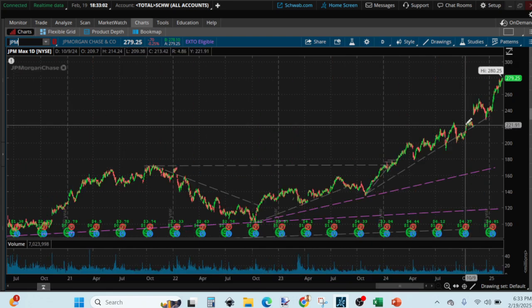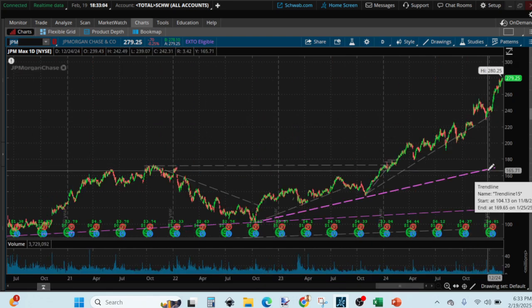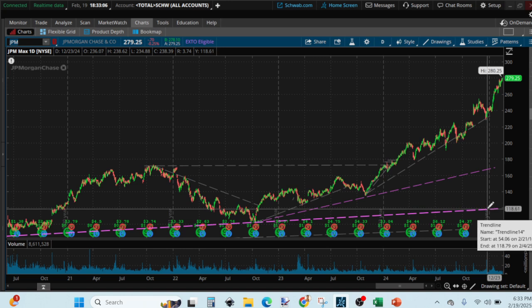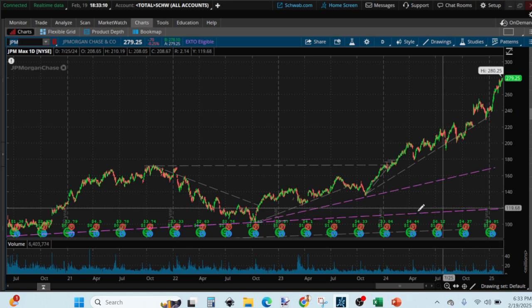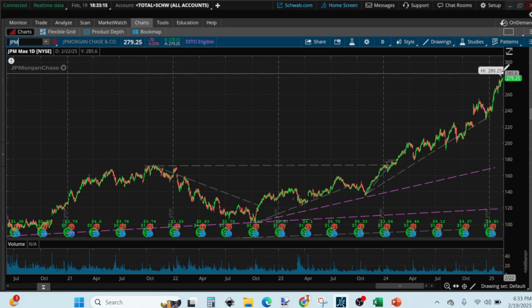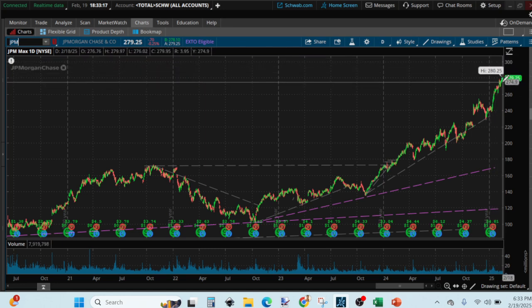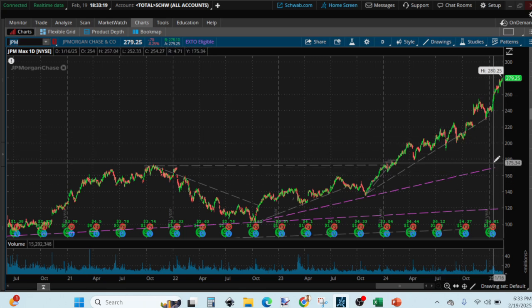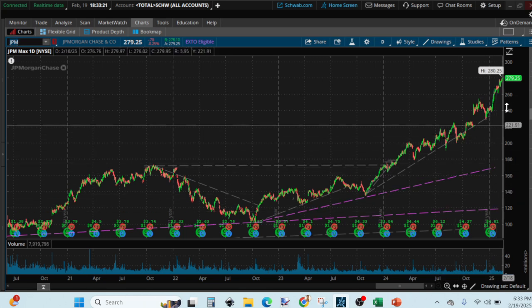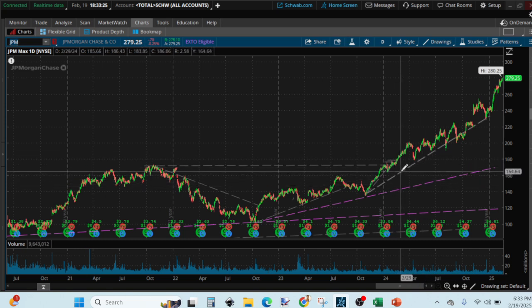So JPM, we have those two lines that we like to buy it on, but right now it is going up. It reached a new high today or during the week, and it's nowhere near where we like to buy it. It's not ready to start going down yet. It's following this trend line for the moment.